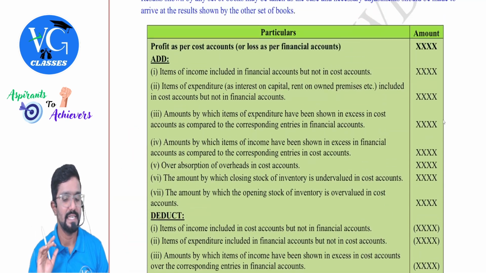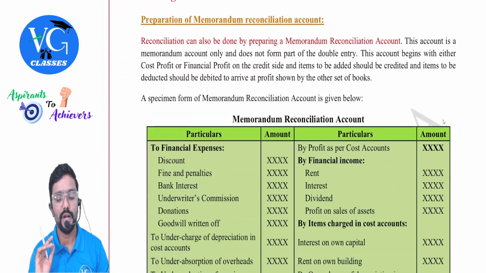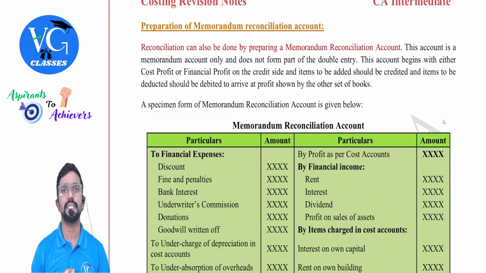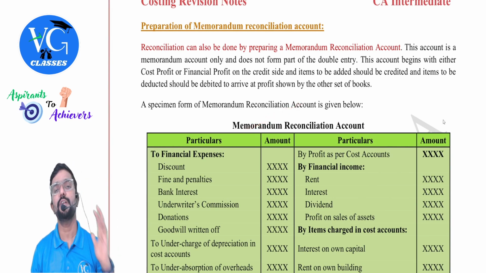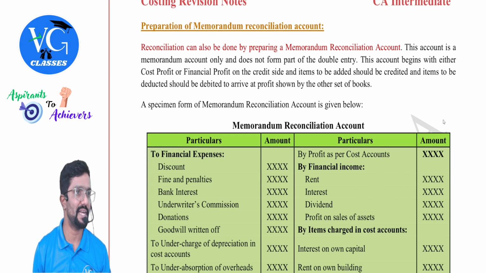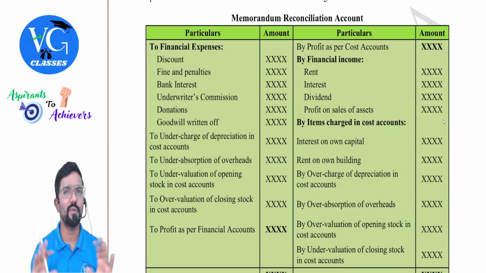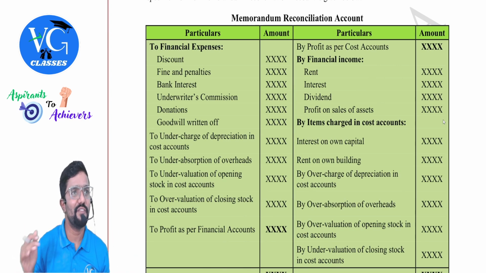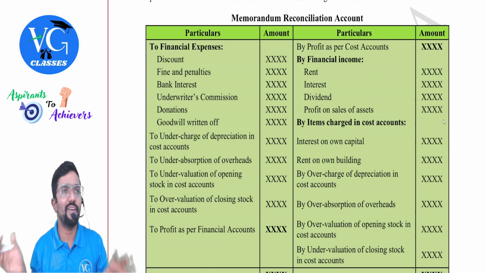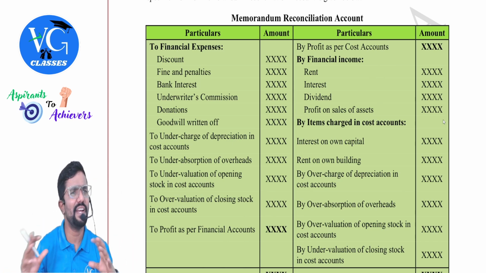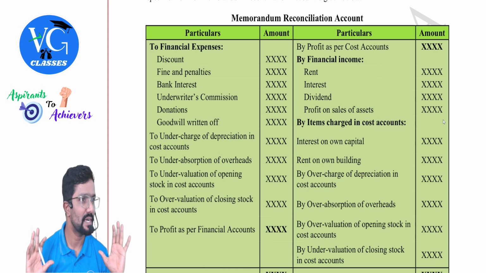Clear? Yes. Next. Sir, what if you are drawing the memorandum reconciliation account? If they ask you to draw it, only then do it. If not, try to always reconcile through the statement. Sir, what is this memorandum reconciliation account? Guys, here don't worry about the double entry system and all. Sir, if I have debited here, where will I credit? If I have credited here, where will I debit? Don't worry about it. Clear?